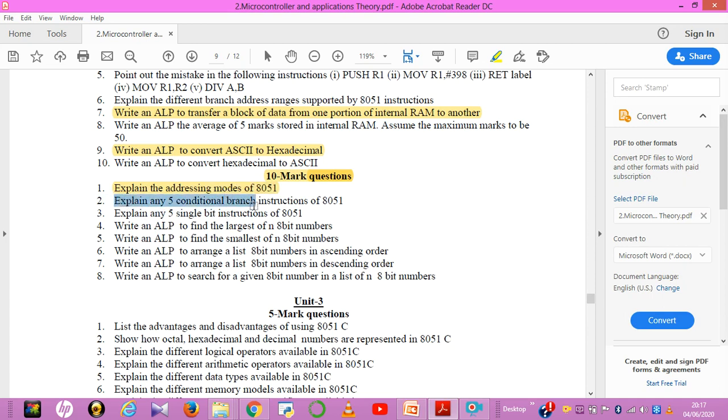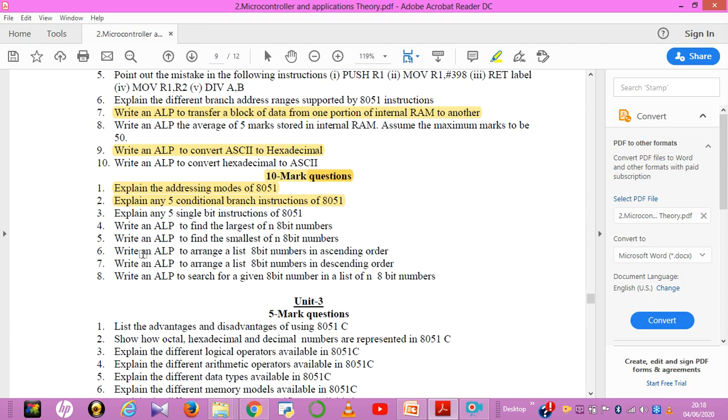Explain any 5 conditional branch instructions of 8051. Conditional branch instructions are the instructions that check a condition, and depending on the condition, they take the action. For example, JC, JNC, JB, JNB. That means checking a particular bit status or a particular register status, and depending on that, it takes the action. That is called the condition.